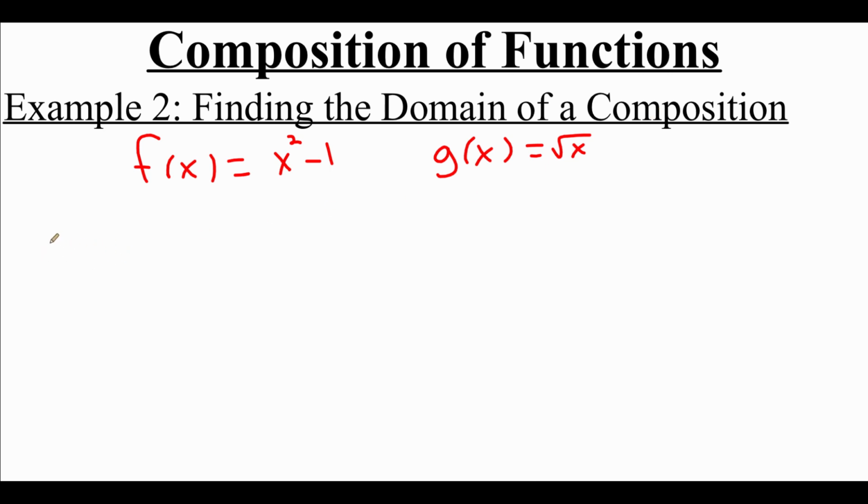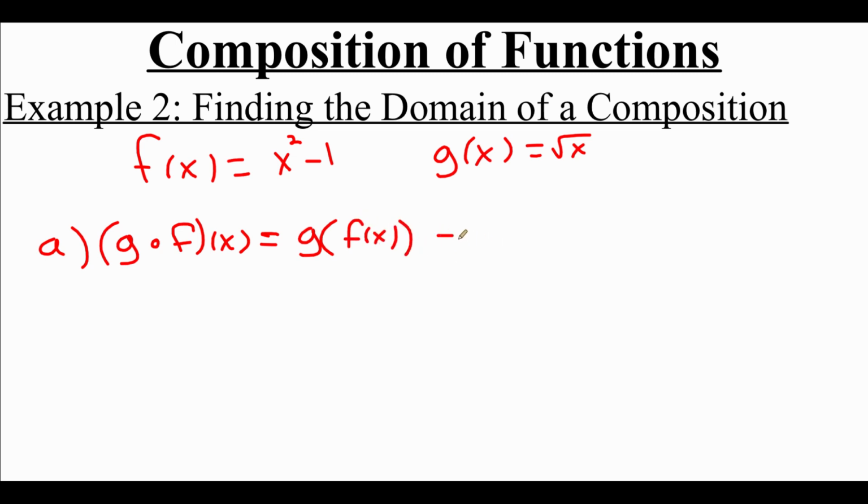And what we're going to do first is we're going to do g composed with f of x. So this means that we're going to take our g of x function and we're going to plug in our f of x. So I always like to start with my outer function, so that's the square root of x. But what this is saying I need to do is I need to get rid of that x underneath my radical, and I need to plug in my f of x function, which is x squared minus 1.